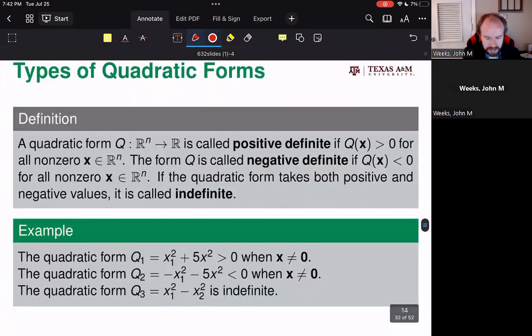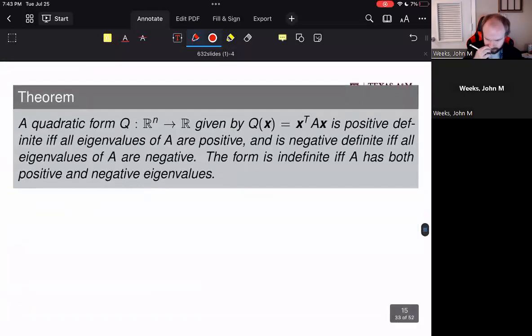Here's a couple of other examples. x1 squared plus 5x2 squared is greater than 0, and negative x1 squared minus 5x2 squared is less than 0, and then x1 squared minus x2 squared, the same example that we had from before.